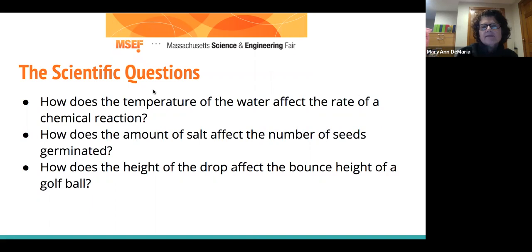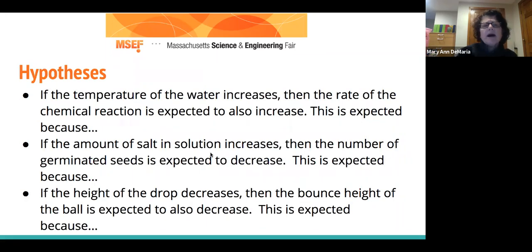These were the scientific questions we asked. We had three sample experiments. How does the temperature of water affect the rate of a chemical reaction? How does the amount of salt affect the number of seeds germinated? And our third was a physics one: how does drop height affect the bounce height of a golf ball? These were the hypotheses we stated. I don't know if you remember a couple of weeks ago, you stated these hypotheses, and I just wrote what we said.